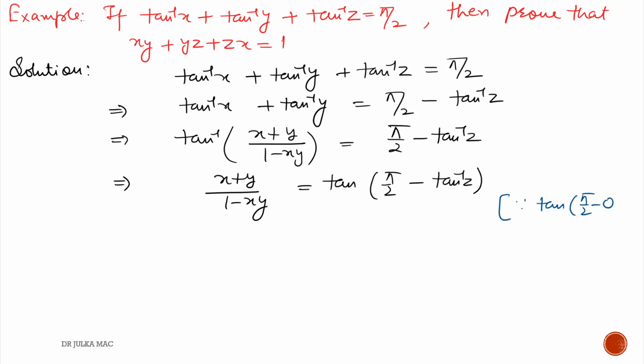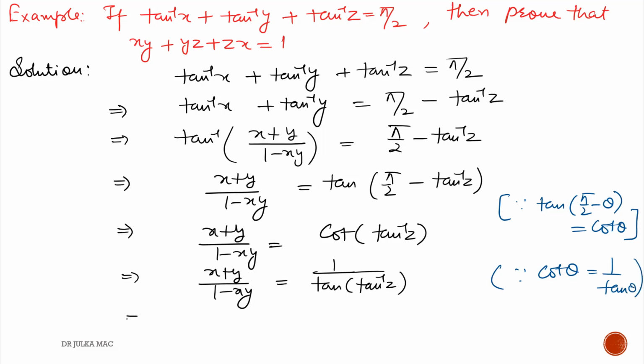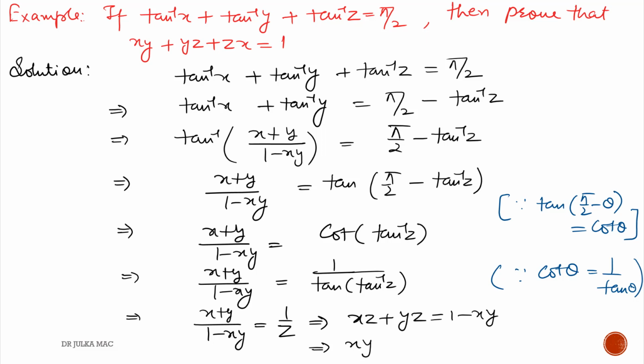We know that tan of (pi by 2 minus theta) is cot theta. So tan of (pi by 2 minus tan inverse z) equals cot of tan inverse z. And cot theta equals 1 upon tan theta. So cot of tan inverse z equals 1 upon z. After simplification, we get (x plus y) upon (1 minus xy) equals 1 upon z. And after cross multiplying, the answer is xy plus yz plus zx equals 1.